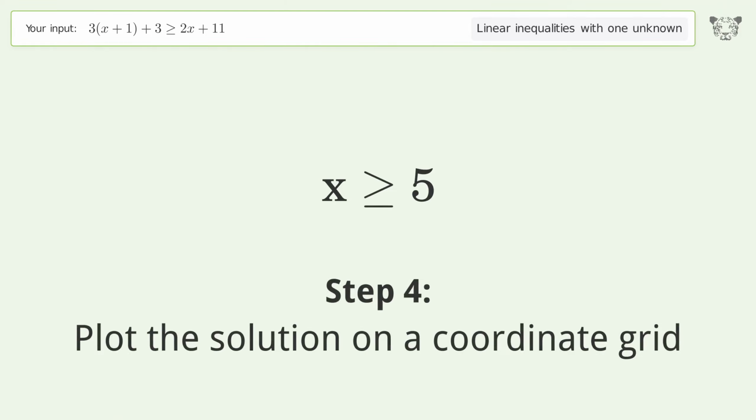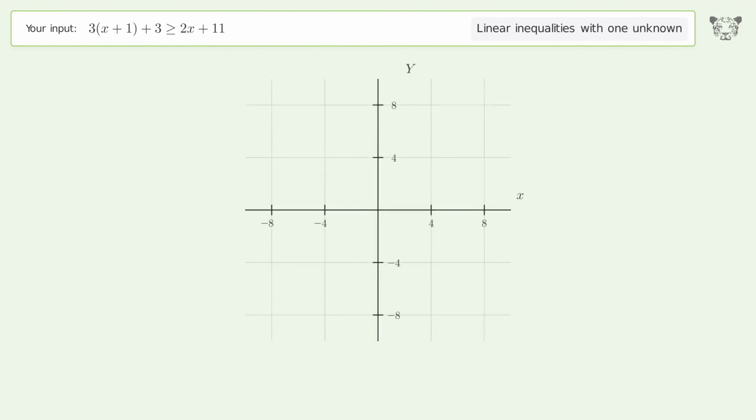Plot the solution on a coordinate grid. And so the final result is x equal or greater than 5.